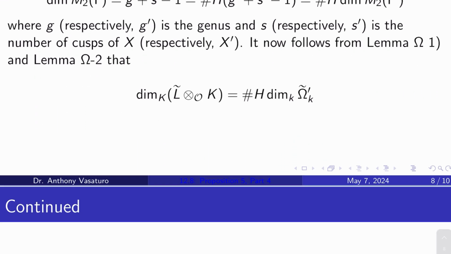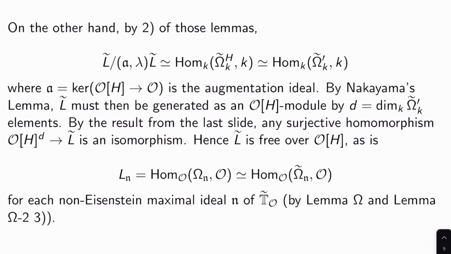Okay? On the other hand, by part 2 of those two lemmas, L tilde mod frac A times L tilde is isomorphic to k homomorphisms from omega tilde's H invariant sub k to k, and that's isomorphic to k homomorphisms from omega tilde prime k to k, where, what is this frac A here? It's the kernel of O bracket H to H, so it's the augmentation ideal.